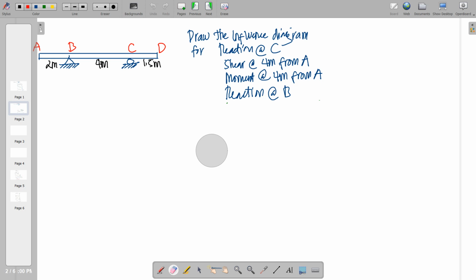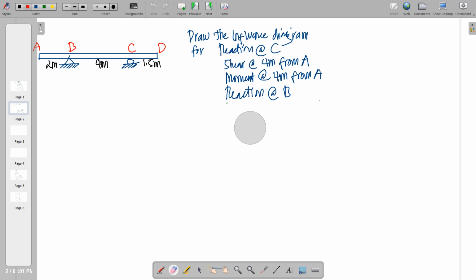So first we have this beam. This beam is supported by a pin connection and a roller, wherein there will be an overhang on both sides of the structural element beam. So first we are going to determine the ILD, or the influence line diagram, for the reaction at C, and then shear at 4 meters from A, and then moment at 4 meters from A, and then of course the reaction at B.